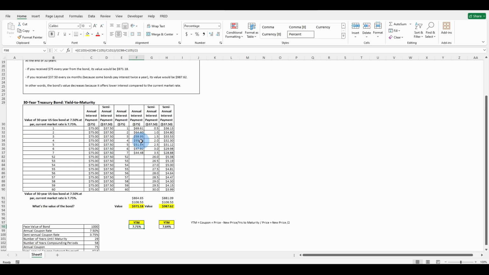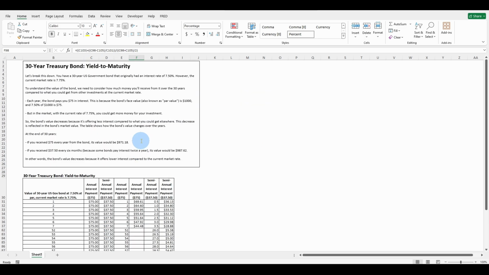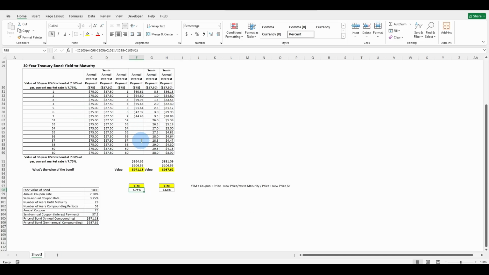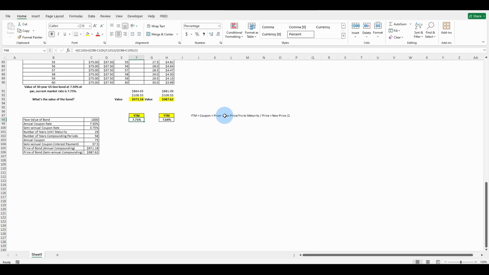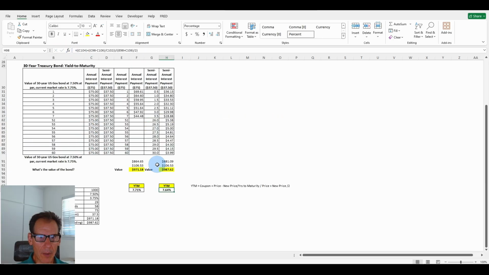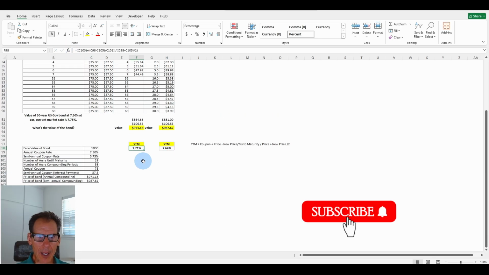Here's the formula. If we need to go back up here, it's not shown. So we have, just go with this. Yield to maturity equals coupon plus face price minus new price divided by years to maturity, divided by face price plus new price divided by 2. That's it. This is what it looks like. So you can plug and chug. Here's semi-annual and annual. That's it.